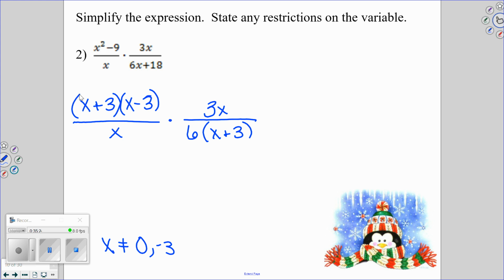GCF is 6. GCF? Yes. Basic math's hard, I know. I was trying to figure out how you find base 3.